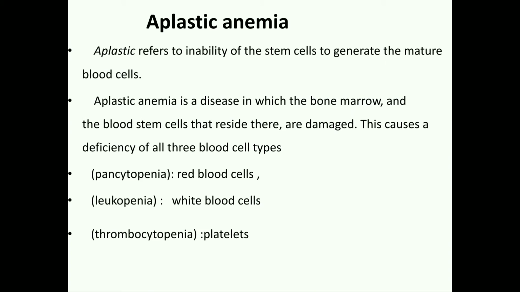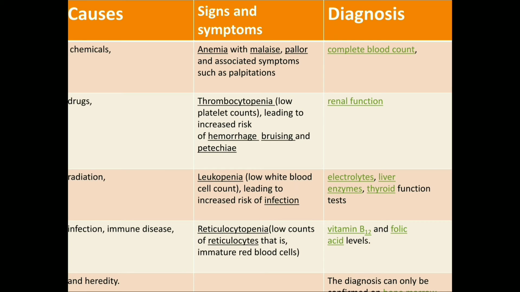Aplastic anemia. Aplastic refers to the inability of the stem cells to generate mature blood cells. Aplastic anemia is a disease in which the bone marrow and the blood stem cells that reside there are damaged. This causes a deficiency of all three blood cell types: red blood cells, white blood cells and platelets. Let's see the causes, signs and symptoms and diagnosis.